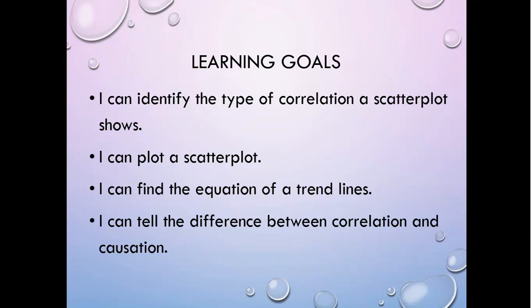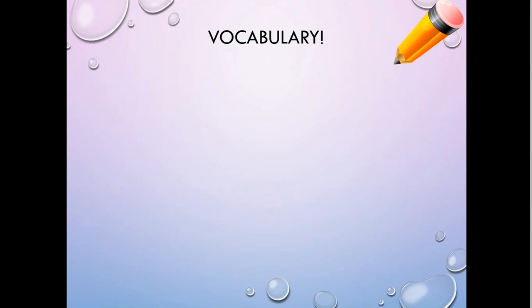Your learning goals: I can identify the type of correlation a scatter plot shows. I can plot a scatter plot. I can find the equation of a trend line, and I can tell the difference between correlation and causation. First, we need to do some vocabulary.